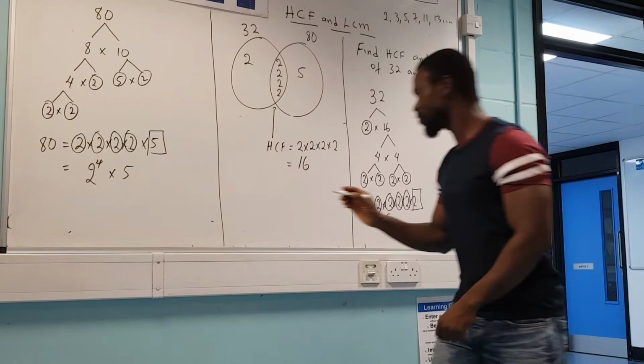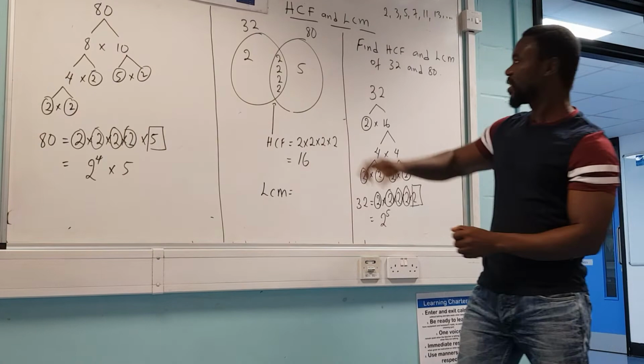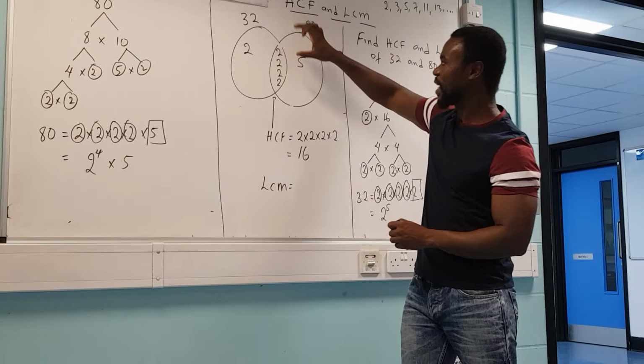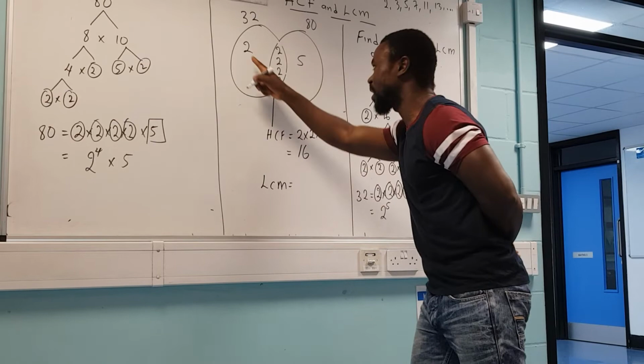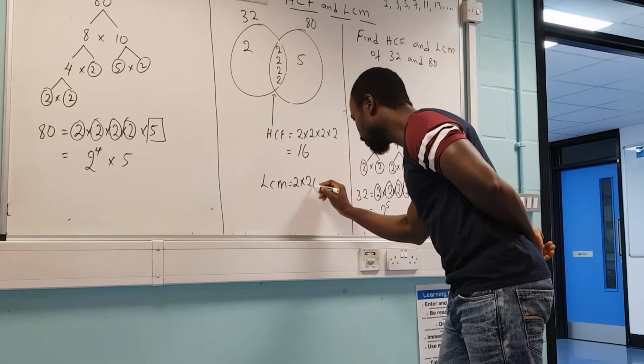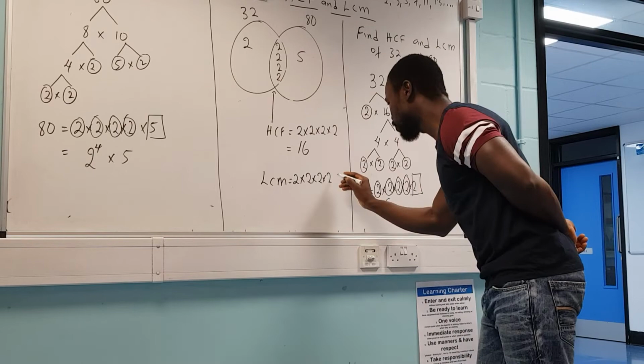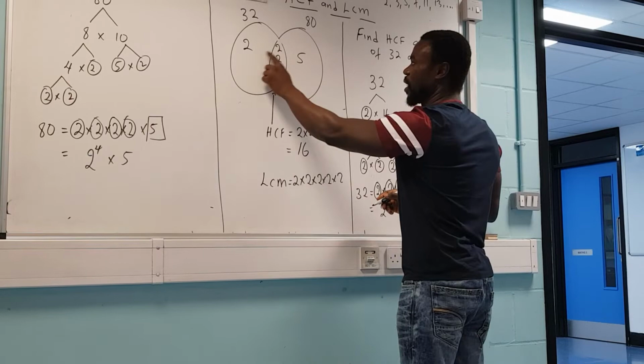Now let's find our LCM. Our LCM is times every number in the circles. So we are multiplying the number here to the numbers in the middle and the number here. So all the numbers together times all of them, that will give you your LCM. So that would be starting from here, 2 times 2 times 2 times by that 2 times by this 2. So we should have 5 lots of 2. 1, 2, 3, 4, 5, and then times by the last number, 5.